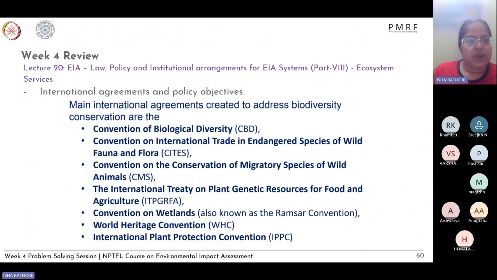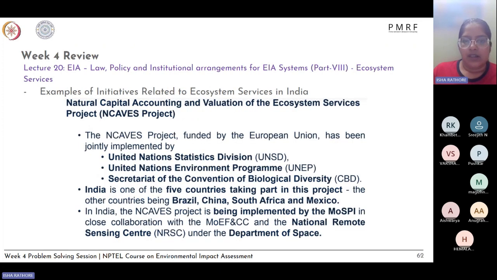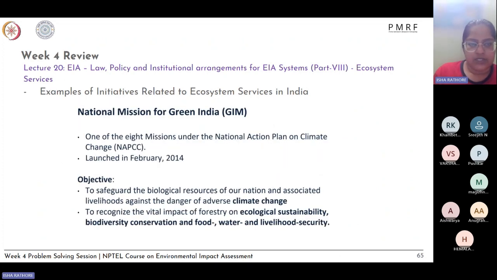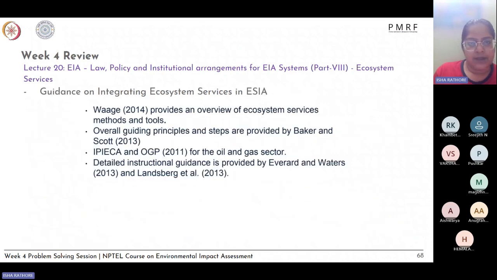Then we also looked at international agreements and policy objectives relating to ecosystem services. The national policies were also discussed in this lecture. Certain examples relating to initiatives related to ecosystem services in the US, UK, Brazil, etc. were all discussed. International examples were also discussed.